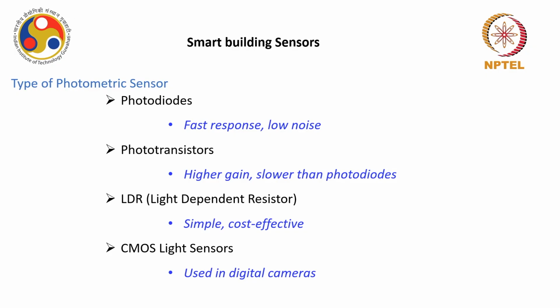Say, for example, a photodiode gives you a very fast response and the noise levels are pretty low. However, with the phototransistor, although you have a better gain, these devices are slower compared to photodiodes. Photodiodes are in fact two terminal devices and have a faster response compared to phototransistors. Light dependent resistors are very simple devices and a very cost effective tool for this kind of application, and the CMOS light sensor of course requires fabrication steps. However, they can be used for high end applications like digital cameras and others.